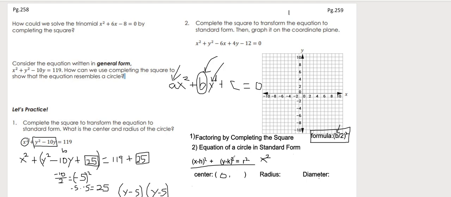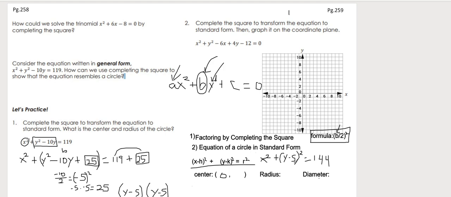So in this case, to write the equation of the circle, I'm going to write plus y minus 5 squared. And that's going to be equal to 119 plus 25, which is equal to 144. Okay, so this is my equation of the circle.